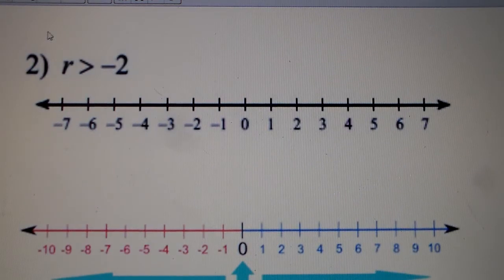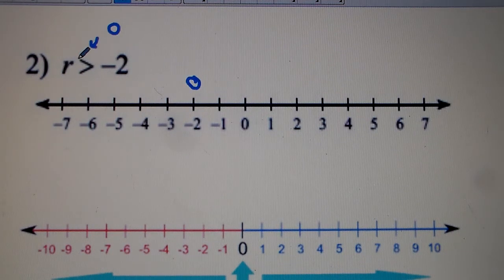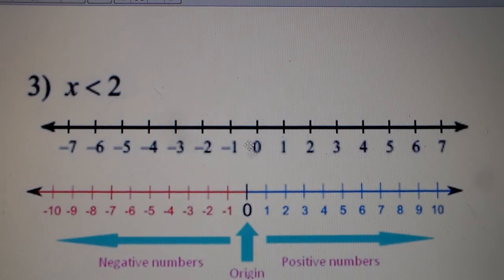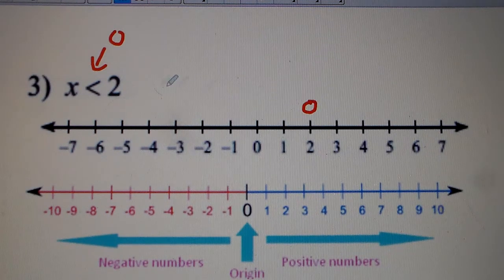Let's try another one. R is greater than negative 2. Well, we know that's an open circle, so at negative 2, we do an open circle. R is greater than, so the numbers greater than are to the right. And this one we have x is less than 2. Let's first see if you could do it on your own. Alright, let's go over it. This is an open circle at the number 2. X is less than 2. Well, less than is to the left.